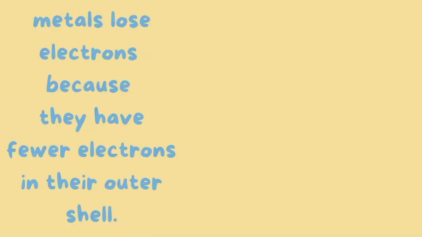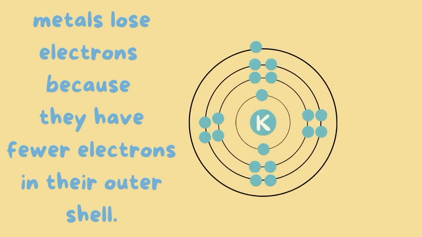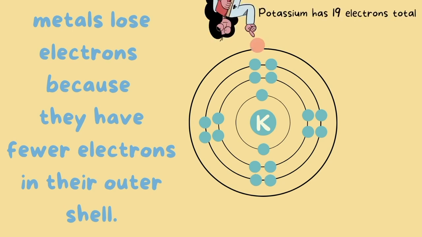Metals lose electrons because they have fewer electrons in their outer shell. So because they have fewer electrons in their outer shell, it makes it easier for them to just lose a couple rather than gain a bunch. You will clearly see this once you see some examples. So here we have potassium as an example, and potassium has 19 electrons total. Notice it only has 1 valence electron in that valence shell.